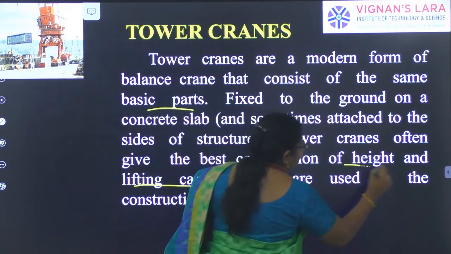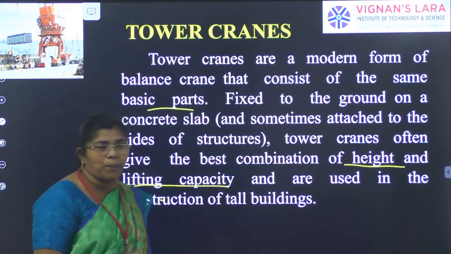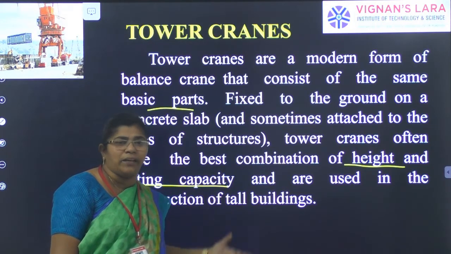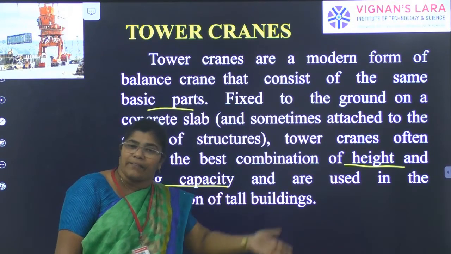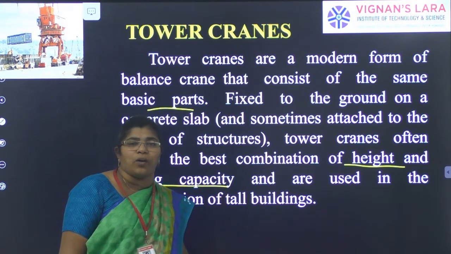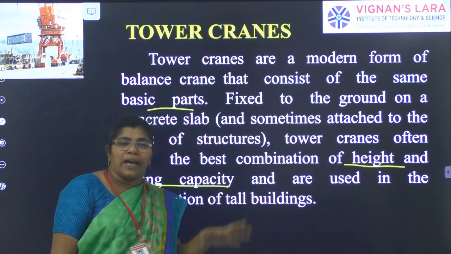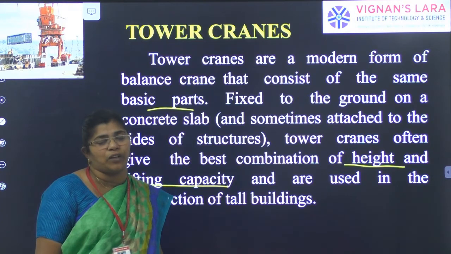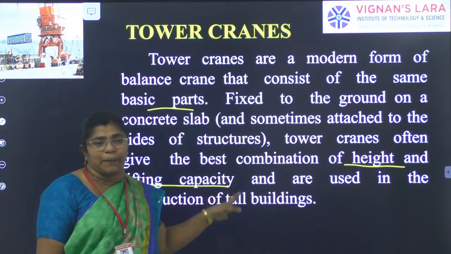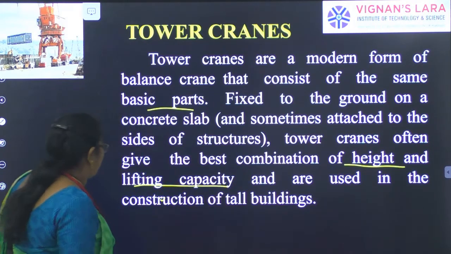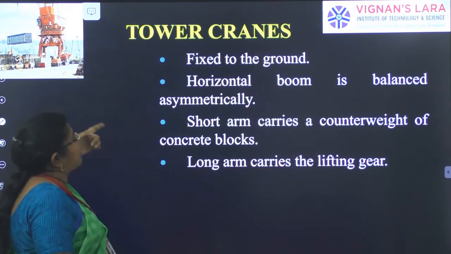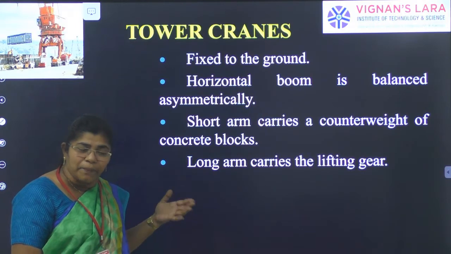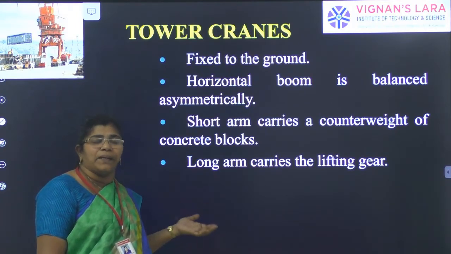It often gives the best combination of height and lifting capacity compared to mobile cranes, because this gives more stability than the mobile cranes. Mobile cranes can rupture or overload, but this is fixed at a point, and the lifting capacity depends on the load that has to be transferred to the ground. Mostly this type of tower crane is used in shipyards and in buildings nowadays, where so many buildings are constructed.